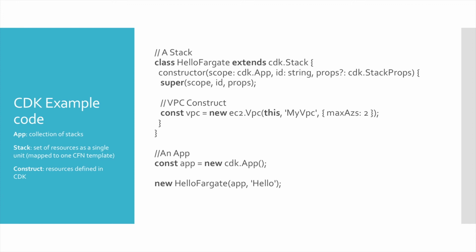So in this code example, we can see that we define one app and also one HelloFargate stack, and in that Fargate stack, we contain a VPC construct. We may also contain other resources. This code is easy to maintain and also very flexible to adapt to your environments. Maybe this VPC is used in this Fargate example, and in the future you can use this VPC in other environments.